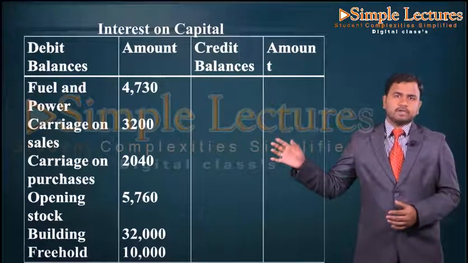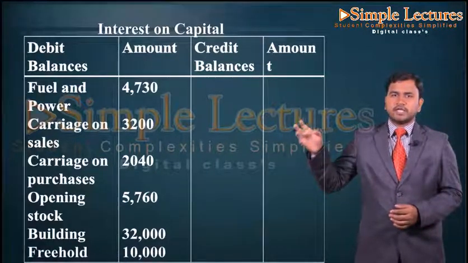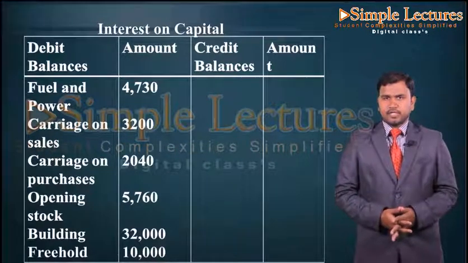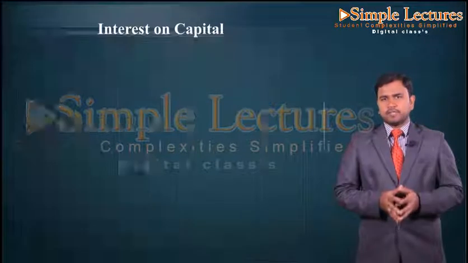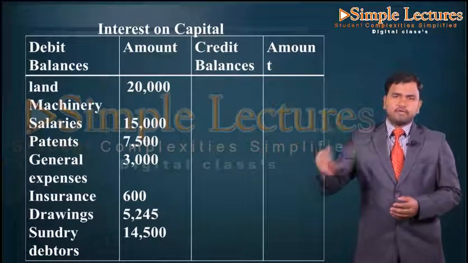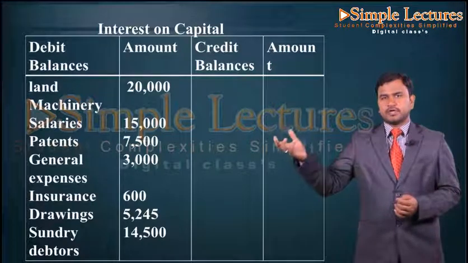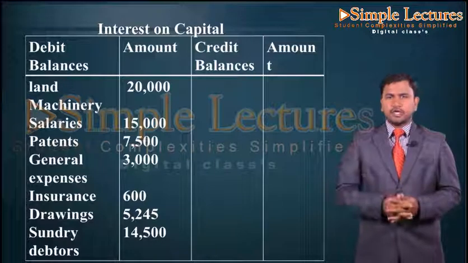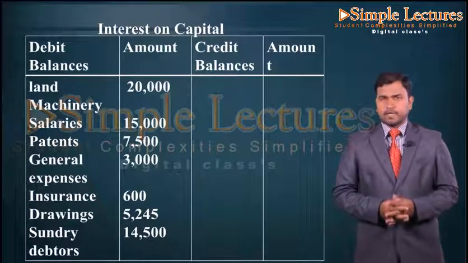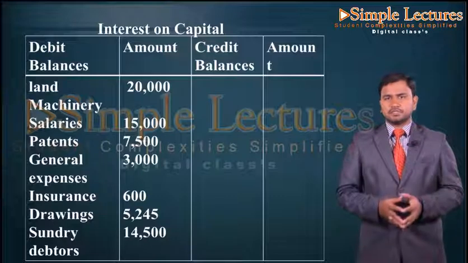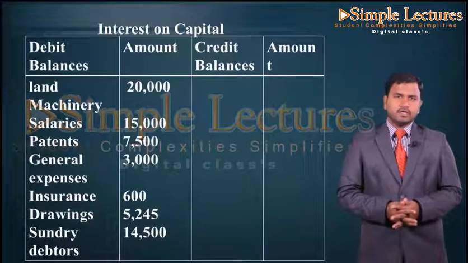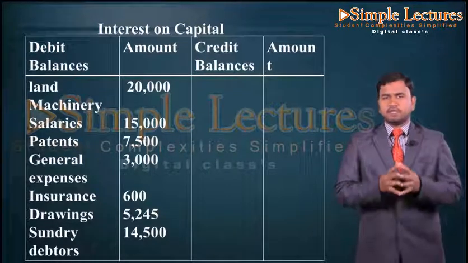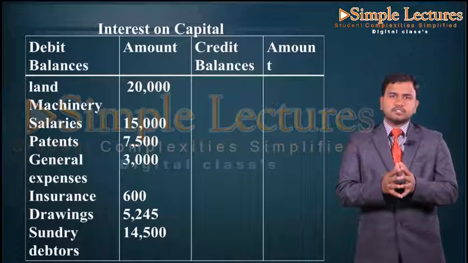From this trial balance, whatever direct expenses and direct incomes we have, we are going to take in the trading account. So we will have opening stock, purchases, sales, return inwards, return outwards, then fuel and power, and even the wages. These things we are going to take in the trading account. Other than that, whatever expenditures we have, we are going to take in the profit and loss account.